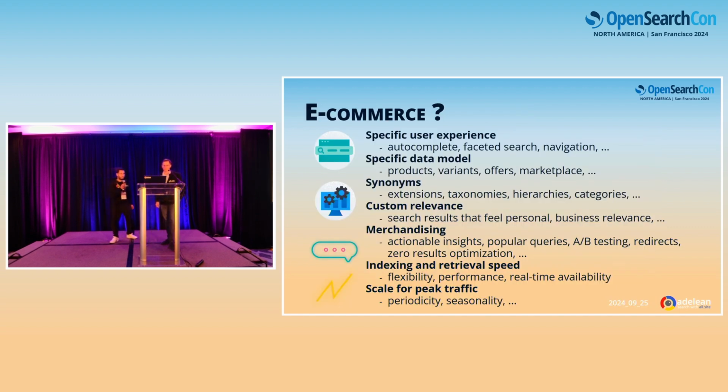So why for e-commerce? Because in e-commerce you have several specific needs. For example, you have the search, of course, for products, but you also have autocomplete. You also need, for example, faceted search. You also need to provide navigation in your website or in your app. You also have custom relevance, because what is relevant for the keyword search or vector search is not really relevant for the business or for the customers. You have to do a lot of merchandising and improve the business.